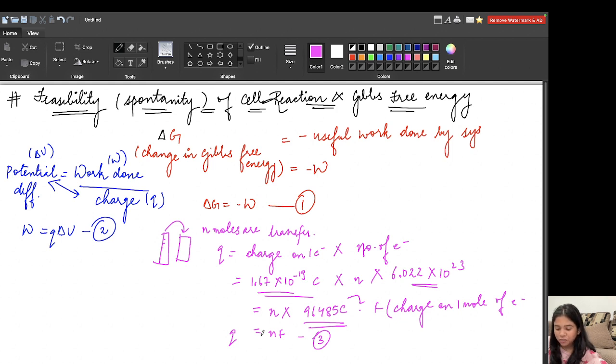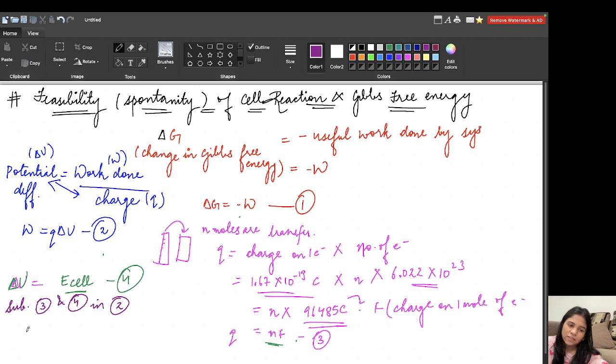And for the potential difference of the cell, the potential difference will be equal to your E of cell, the electromotive force of the cell. Now what are we going to do? We will substitute the values of the third and fourth equations in the second and first. First, I'll substitute 3 and 4 in 2.